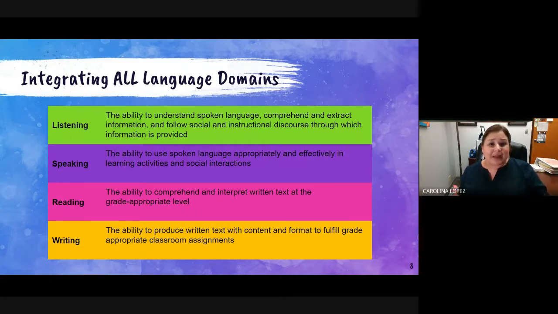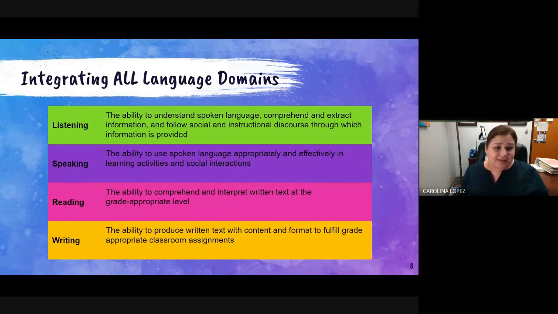Of course, every playlist serves a different purpose. So it may just be that one playlist where I don't know how I'm going to get the speaking in there. I'm not saying that every single playlist needs to have all 4, but if you can include the 4, that's great. What you're seeing in front of you are TEA definitions of what these language domains are.